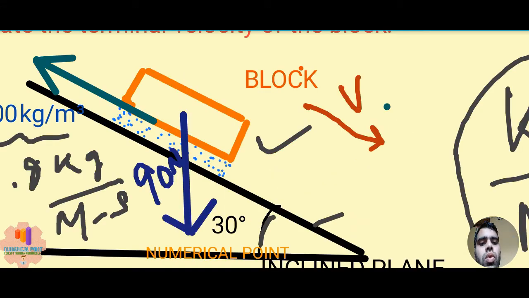Here in this direction you can see two types of forces. One is the shear force, and the other is the component of the weight in this downward direction. There will be a component of the weight in this direction. The value will be 90 sin theta.